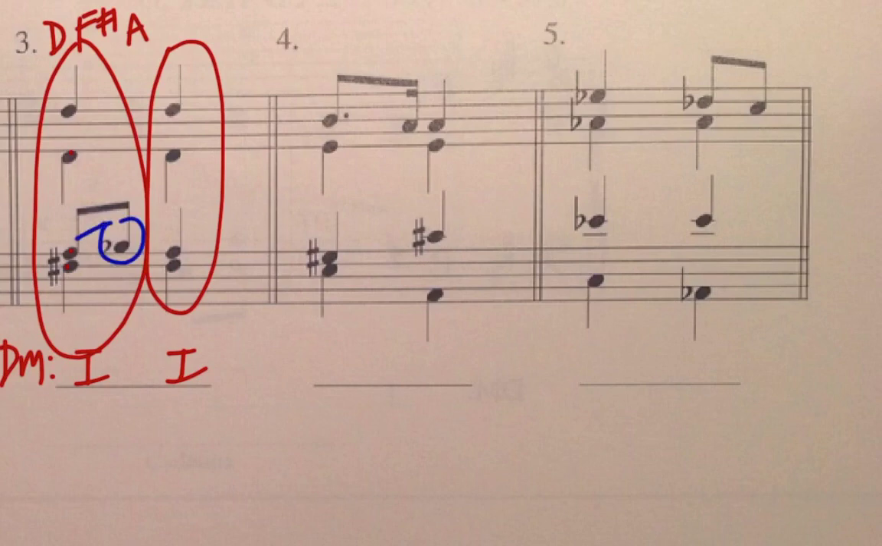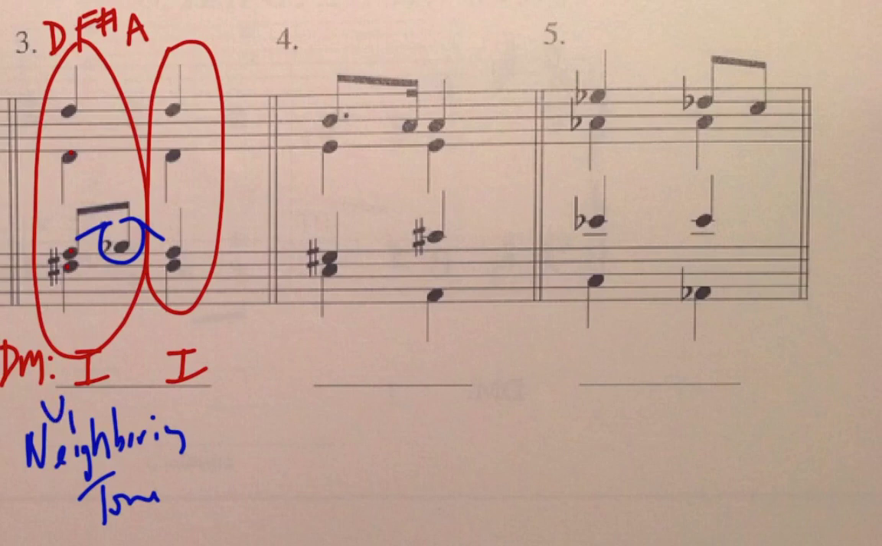It's approached by step, and it's resolved by step in the opposite direction. That's a neighboring tone. Neighboring tones follow that formula of approach by step and then resolve by step in the opposite direction. It could be either direction. This is an upper neighboring tone because it goes up and then down. If it had gone down and then up, it would be a lower neighboring tone. All right, let's look at the next one.